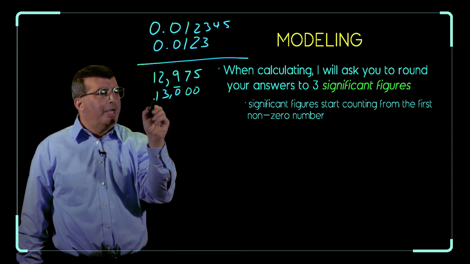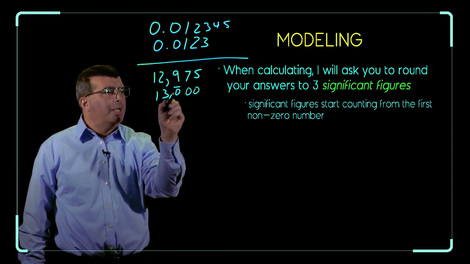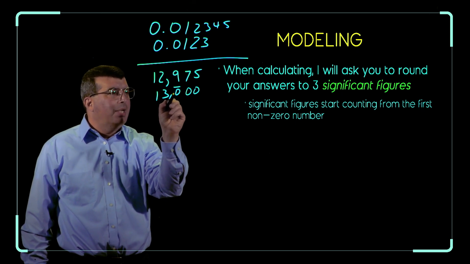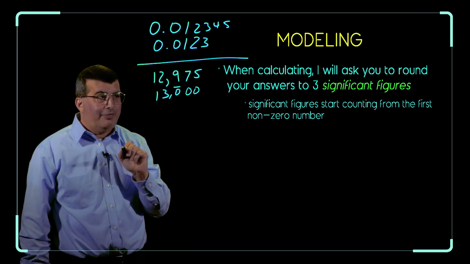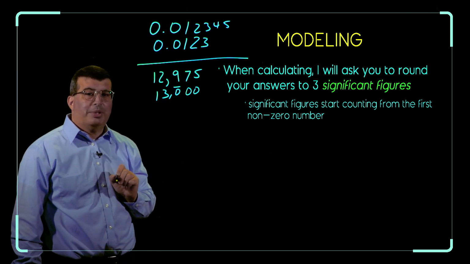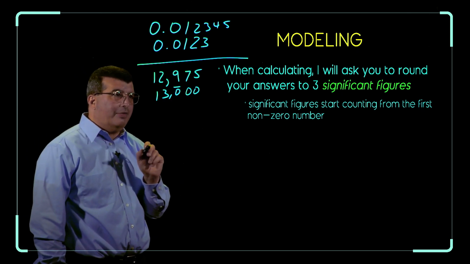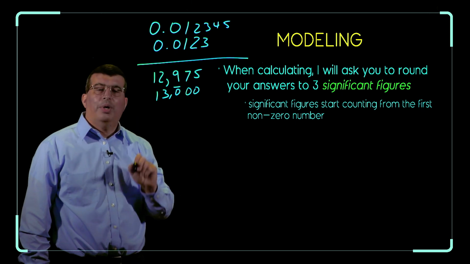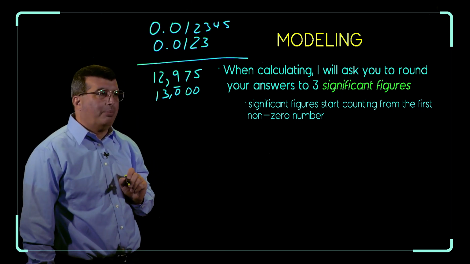Okay, so I have 13,000, a 0 that is significant. So I write that with a bar over my 0 to remind myself that I have a significant 0 there, and then 2 non-significant zeros that are placeholders.